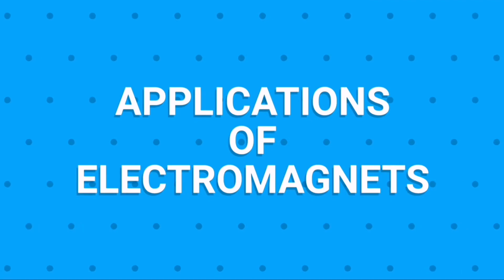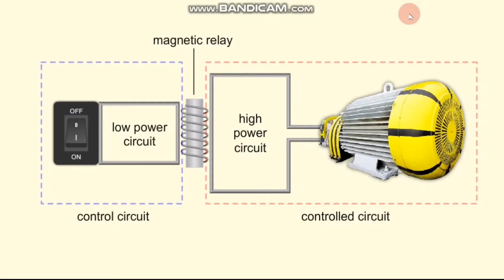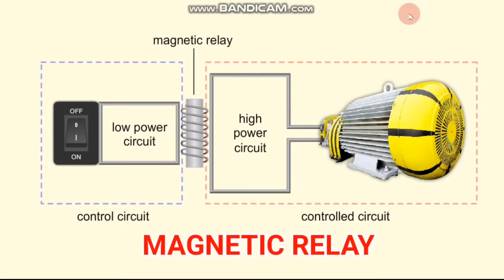Okay, now let's take a look at the applications of electromagnets. Electromagnets are used widely in electrical circuits or electrical devices. Number 1, it is used in a magnetic relay. What is a magnetic relay? A magnetic relay is an electrically operated switch that enables a low power circuit to control a high power circuit.